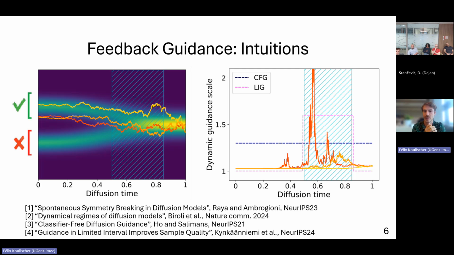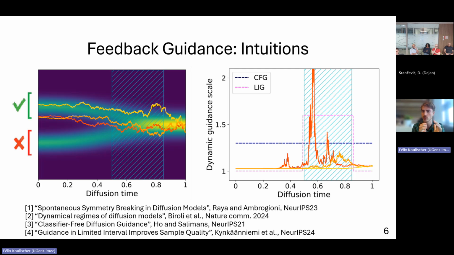Now, an obvious extension, which took quite some time to actually come up with, so you can see that there's a 4-year difference between these two papers, is that of limited interval guidance, which basically says that actually this guidance, this additional force, you shouldn't apply it throughout the whole trajectory, but you should only focus at these regions where you actually decide towards which modes you're going to go. So towards these symmetry breaking events. That's kind of the idea.